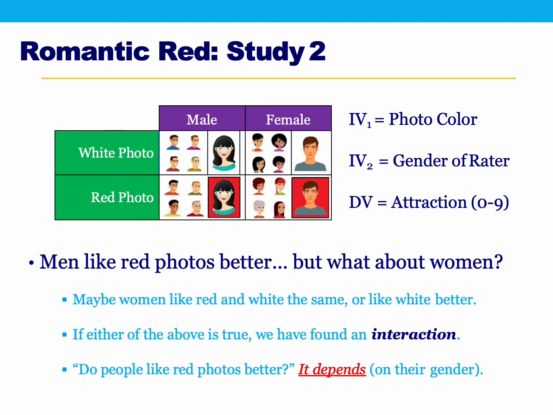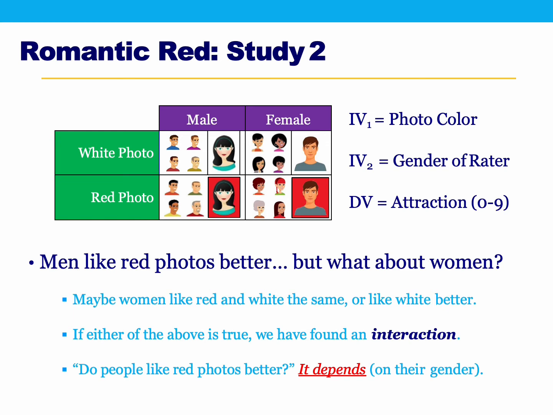So just like in the previous slide, we can use that helpful notation. We have two independent variables, which means we need two different numbers. For IV1, which is photo color, we have two levels, white versus red. And for the gender condition, or the sex of the rater, we have male versus female. So that would give us a 2 by 2 factorial design.